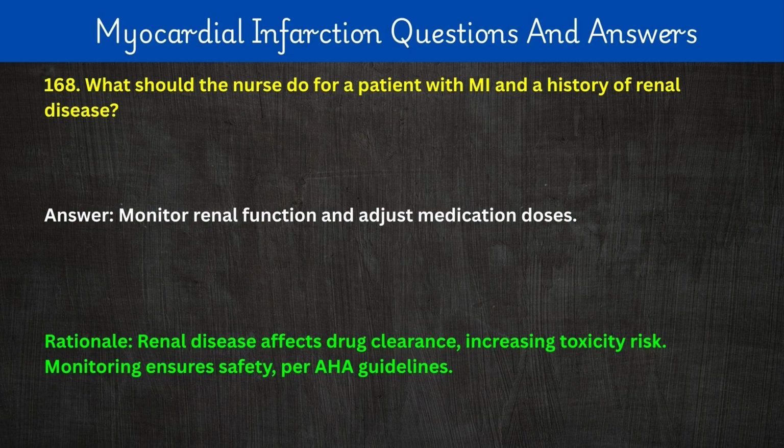168. What should the nurse do for a patient with MI and a history of renal disease? Answer: monitor renal function and adjust medication doses. Rationale: renal disease affects drug clearance, increasing toxicity risk. Monitoring ensures safety, per AHA guidelines.